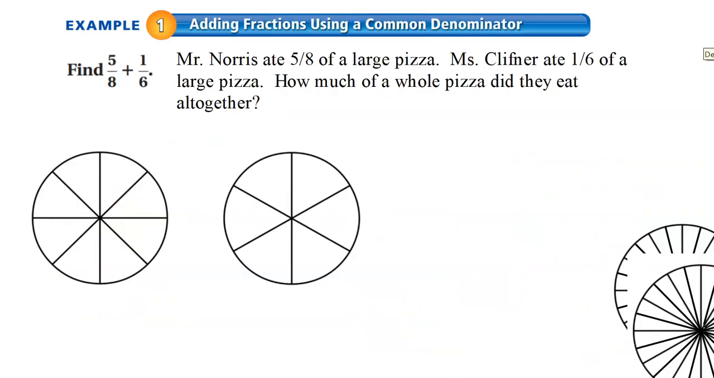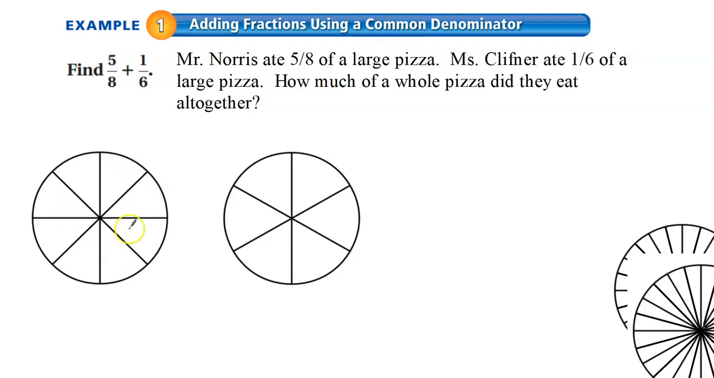Okay, now I'm going to show you a couple of examples, and then will be like one example and one OYO. So let's look at a question that says, Mr. Norris ate 5/8 of a large pizza. Miss Cliffner ate 1/6 of a large pizza, right? A different pizza. How much of a whole pizza did they eat altogether?